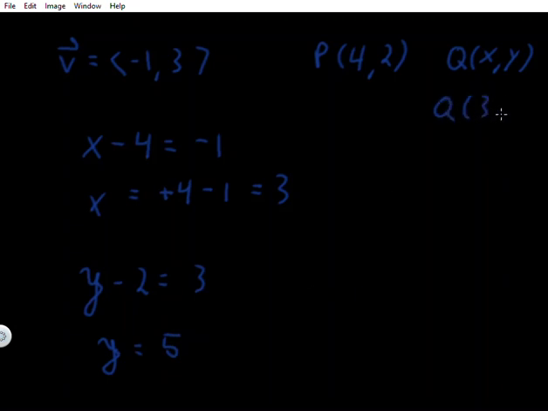So we know that our terminal point must be (3, 5). And we can check our answers because 3 minus 4 is indeed a -1, and 5 minus 2 is indeed a positive 3. So this must be our final terminal point.